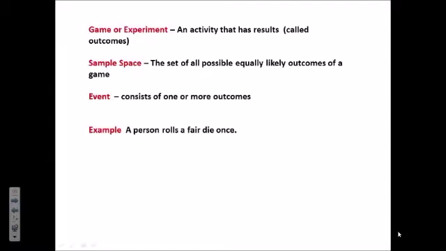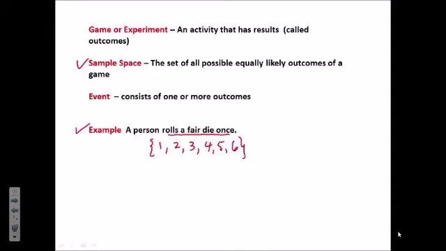For example, a game might be roll a fair die once. The sample space is a set of all possible equally likely outcomes of that game. So the sample space, or the set of possible equally likely outcomes for that game, would be 1, 2, 3, 4, 5, or 6 when you roll a die once.